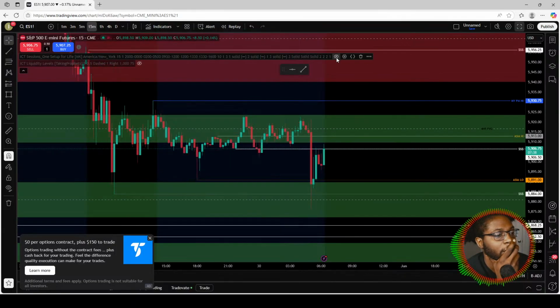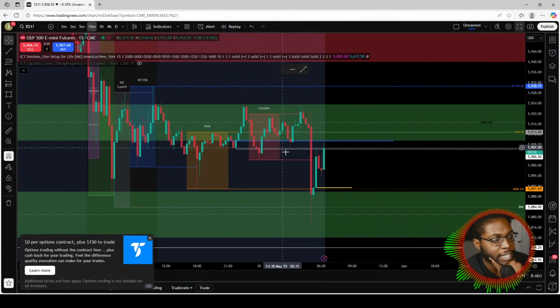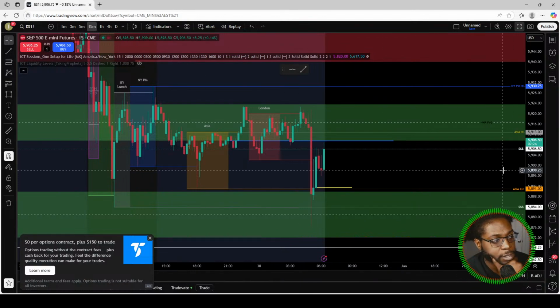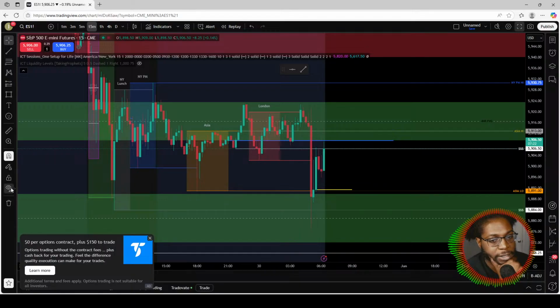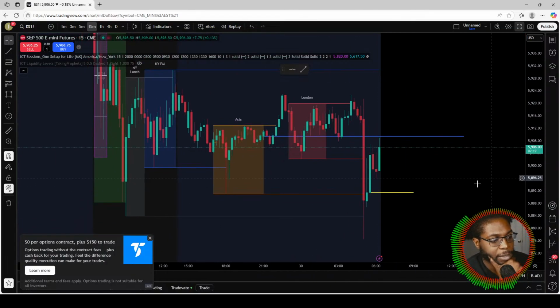That's why it's just looking crazy like that. But yeah, this is low key how I like to map out all of my highs and lows. This indicator on TradingView is called ICT Sessions, One Setup for Life. And if I turn off all the stuff that I have drawn on, this is what it will look like by itself.